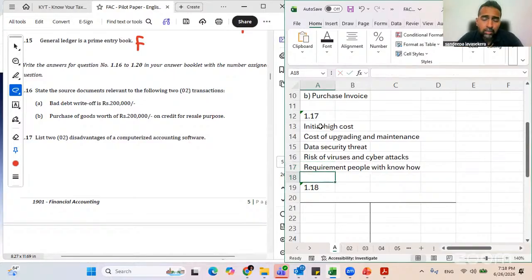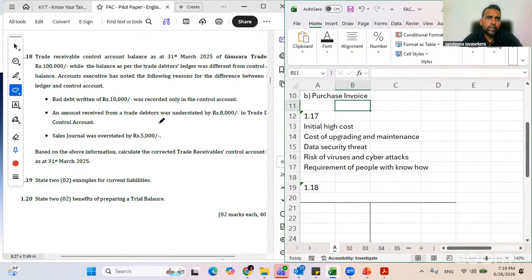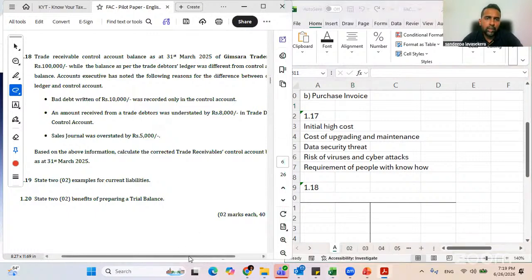So yes, software has a cost. Initially there's a high cost that you have to incur, and you have to upgrade and maintain. There's a data security threat, virus threat, cyber attacks can be there. And the requirement of people with know-how, because you need people who know this. Computer accounting packages, not everyone can do that. You need people with the knowledge. Right. Look at the next one.